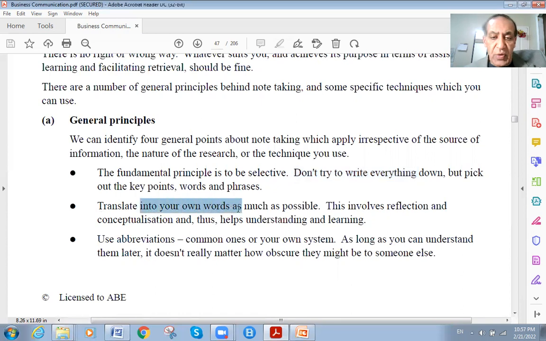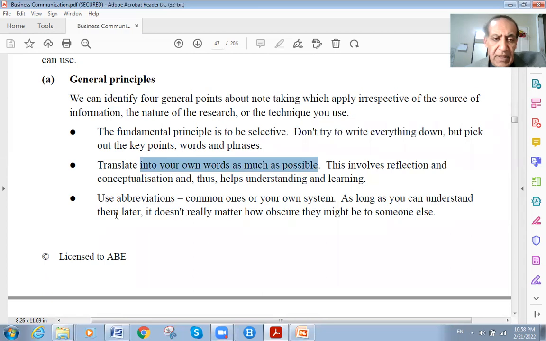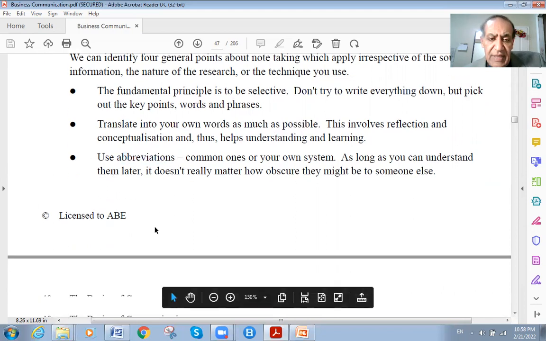Translate into your own words as much as possible. Make it easy, because you will recall and memorize it if you write it the way you understood it, simply, in simple words. Also use abbreviations. For example, if I'm taking notes now, I will write it in the margin. I will use abbreviations as much as I can, and that will help me so much.